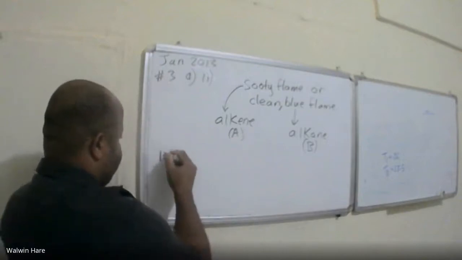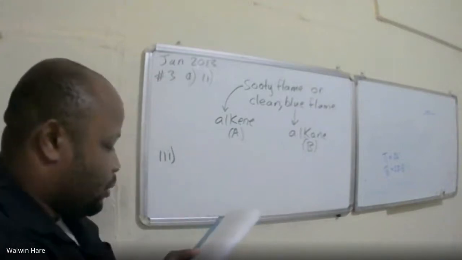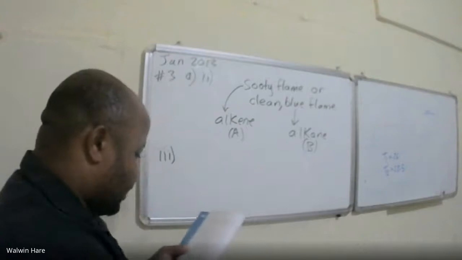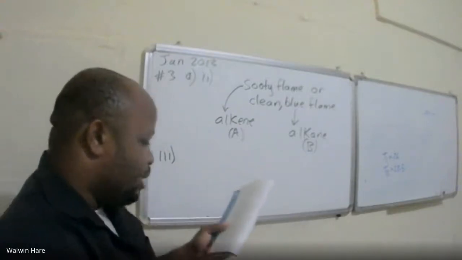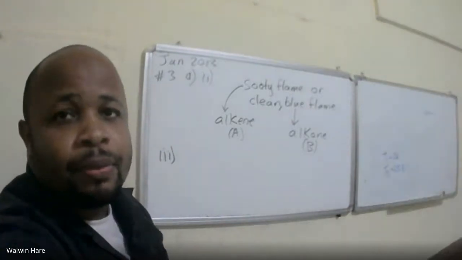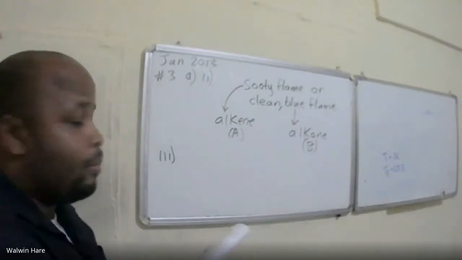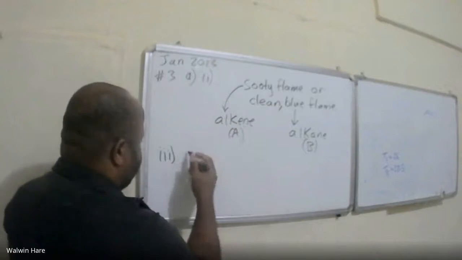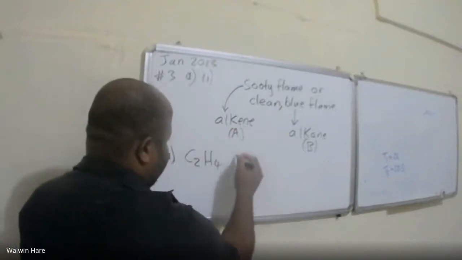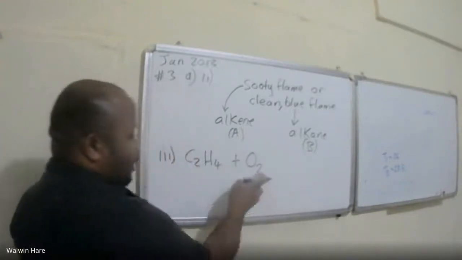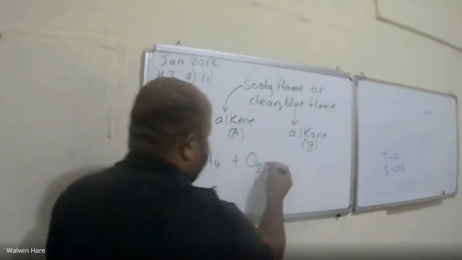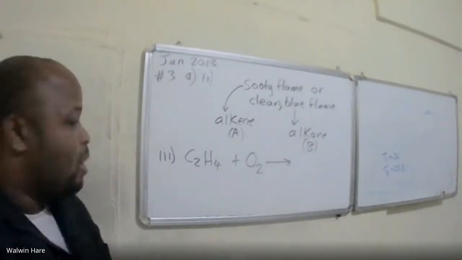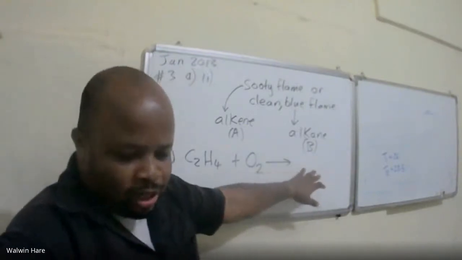For part 3, it is asking us to write a balanced chemical equation for this reaction. So the burning of hydrocarbons in air, that is combustion. Compound A was C2H4. And this reaction, the burning, means we are reacting it with oxygen. Whenever you burn a hydrocarbon, what are the 2 products that should be produced? Sir, when it is complete, it is carbon dioxide and water. Incomplete, carbon monoxide and water.